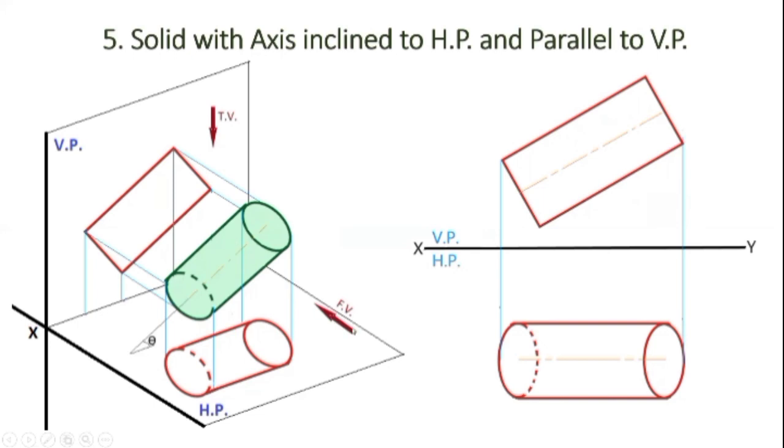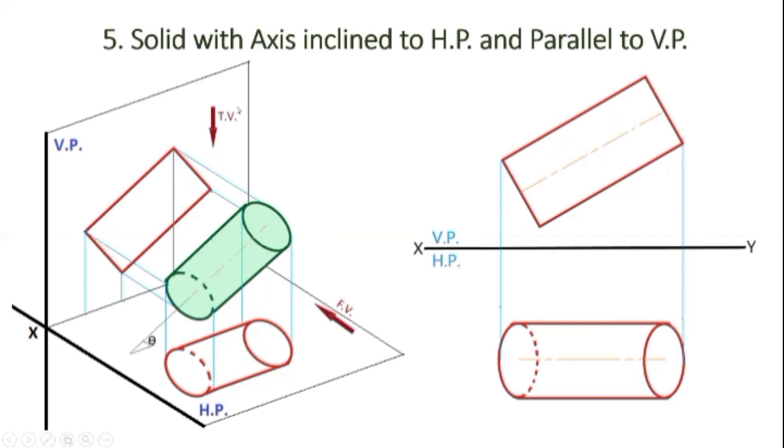Looking from the front view, when we project this solid on the vertical plane, we get a rectangle. Since this circle will appear as a straight line when we look from the front view, and we can see these two end generators as straight line in the vertical plane. So we get a rectangle in the vertical plane, that is front view.